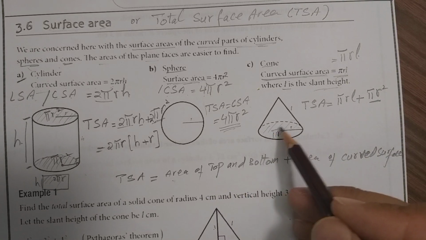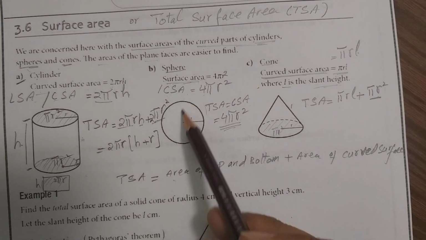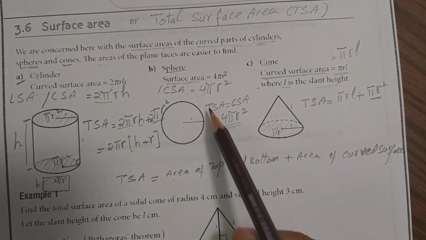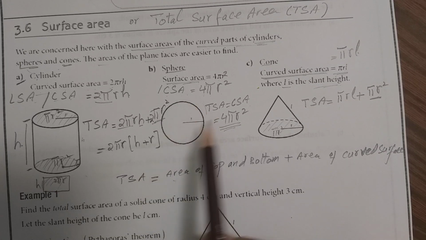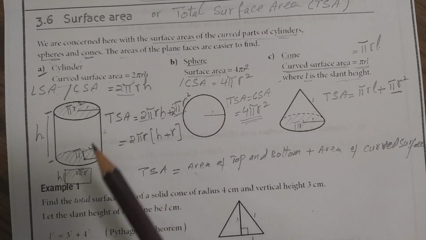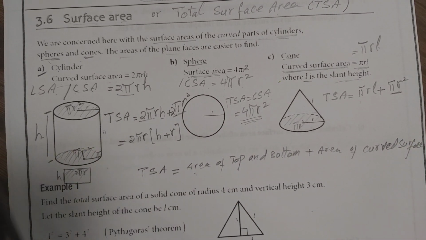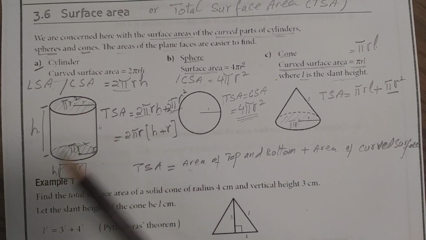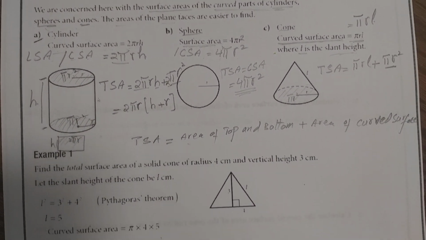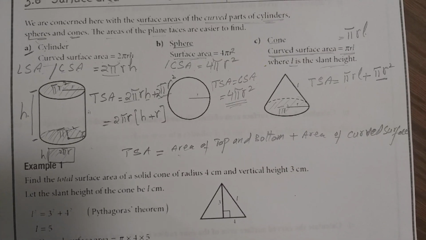So we know the area of a circle is pi r squared, but for a cone there is no bottom and no top, so it's a round shape. That's why we say the curved part becomes the total surface area. But here, the curved surface area, plus the top and the bottom, added together, becomes the total surface area. Okay, we go for the first example, and please remember the formula.